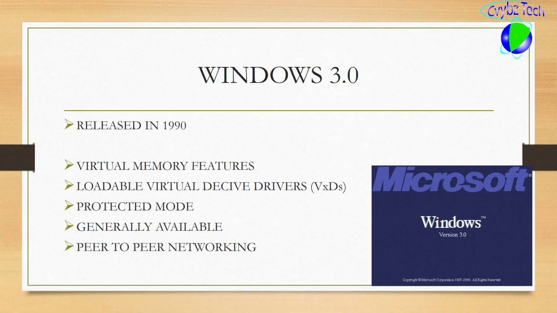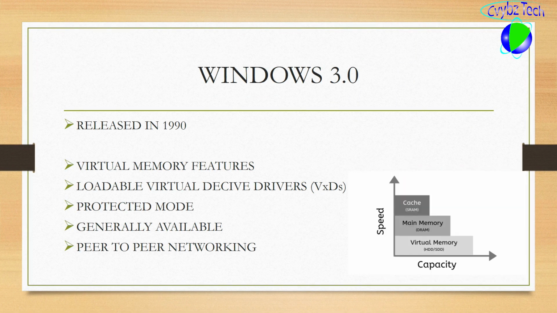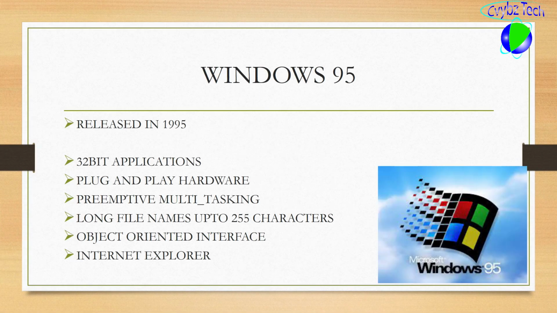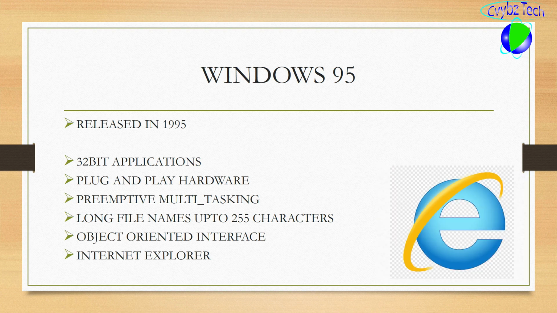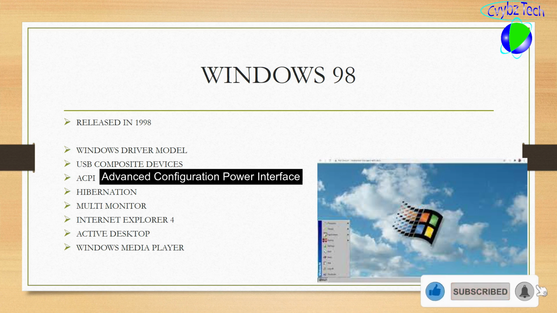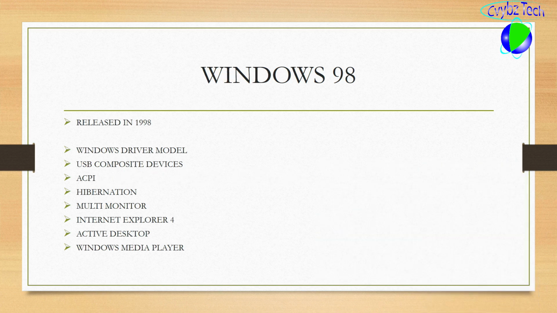Windows 3.0, released in 1990: virtual memory features, loadable virtual device drivers, VxDs, protected mode, generally available, peer-to-peer networking. Windows 95, released in 1995: 32-bit applications, plug-and-play hardware, preemptive multitasking, long file names up to 255 characters, object-oriented interface, Internet Explorer.